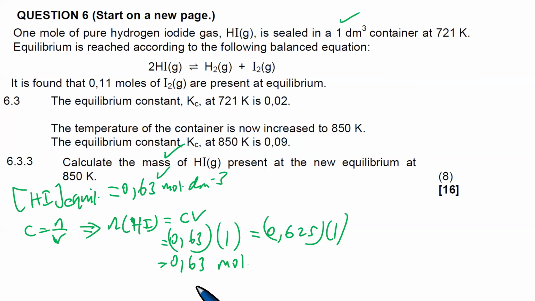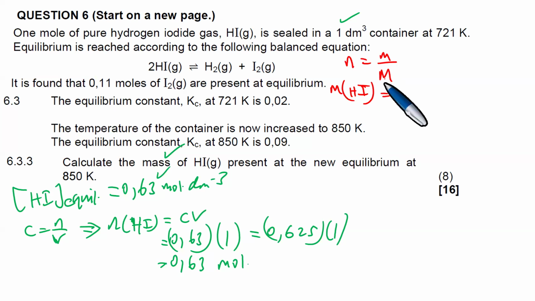So we want the mass, which means now we're going to do the mass. You can do it in red. It's the final answer. So we're interested in the mass. What is this? Number of moles is mass over molar mass. Mass of hydrogen iodide.